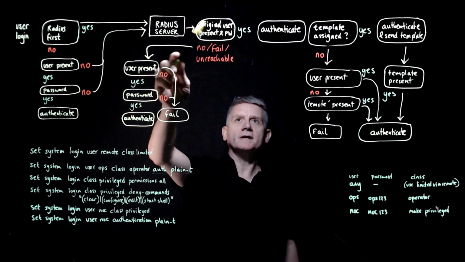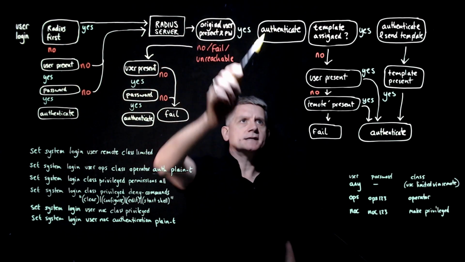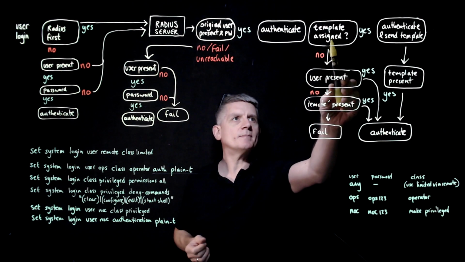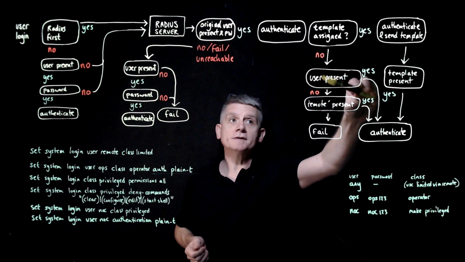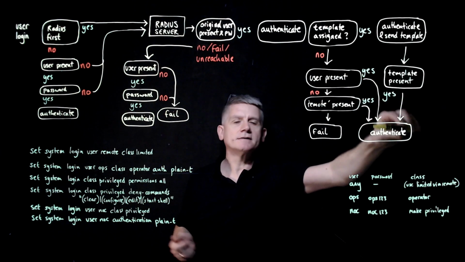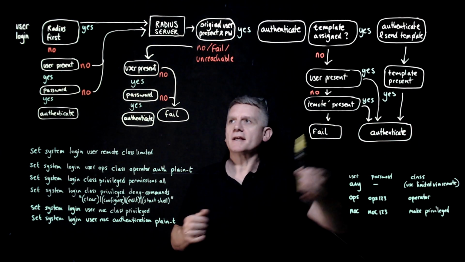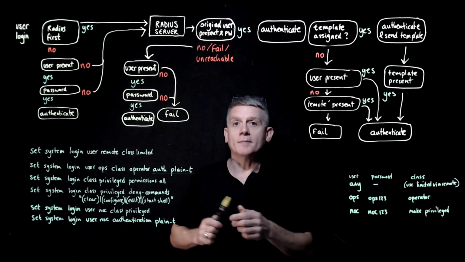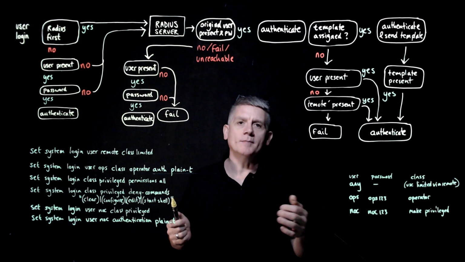We go to the RADIUS server. Knock authenticates without any issue. Is there a special template assigned? No. The user's present on the box, yes, and we authenticate. All right then, so now let's try a user that isn't on the box.